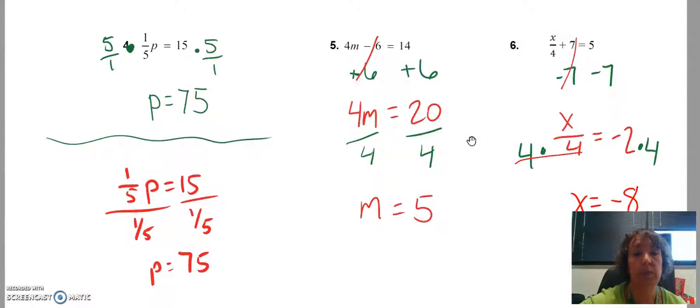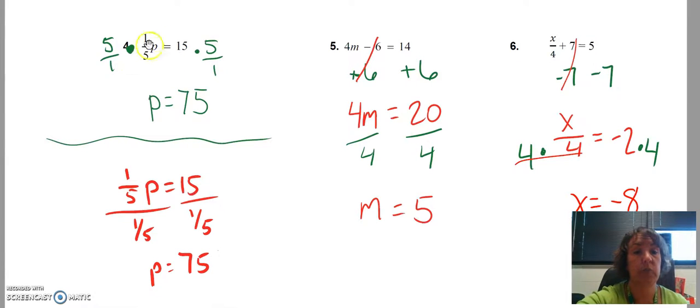All right, and then these next ones, well, this first one's just a one-step problem. To divide by a fraction, you multiply by the reciprocal, or since you're using your calculators, you could type in 15 divided by 1/5. Okay, and you get 75. And again, if you check that, 1/5 times 75, if you get 15, you're correct. If you don't, you're not.